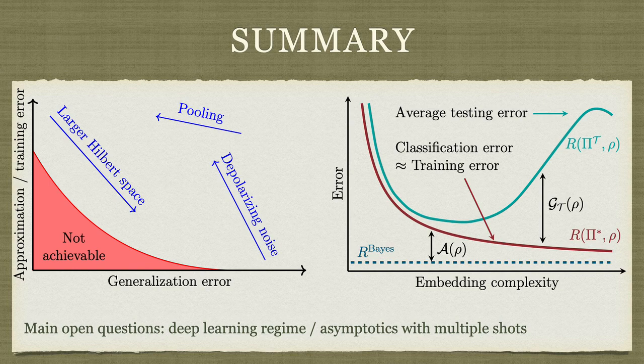Another interesting future direction is to formally clarify what happens in the asymptotic regime with multiple shots.